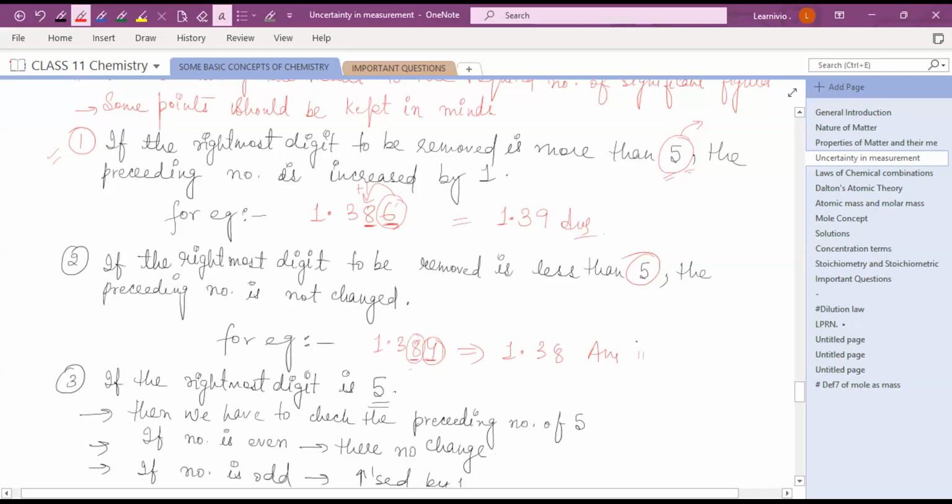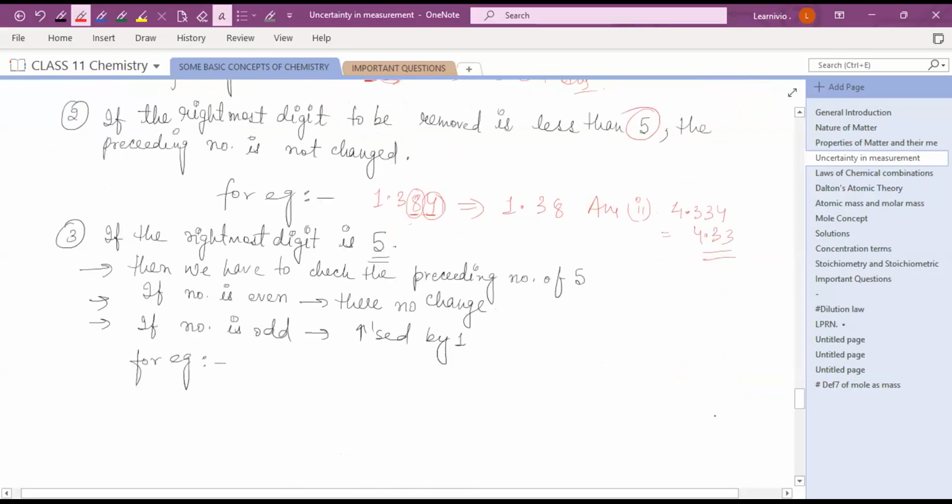Second example: 4.334. Fatima, you will tell me the final answer. 4.334. Simply it's just a round up. 4.33. Yes, good. 4.33. Okay, in junior classes we used to do round up, round off in mathematics.